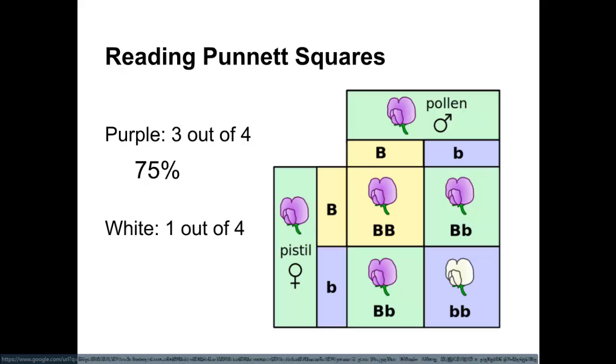Since only 1 out of the 4 boxes has total recessive alleles, it's going to be white. We're only going to have 25%. So notice we can start to use this information to help us predict what the offspring would look like. Let's take another example.